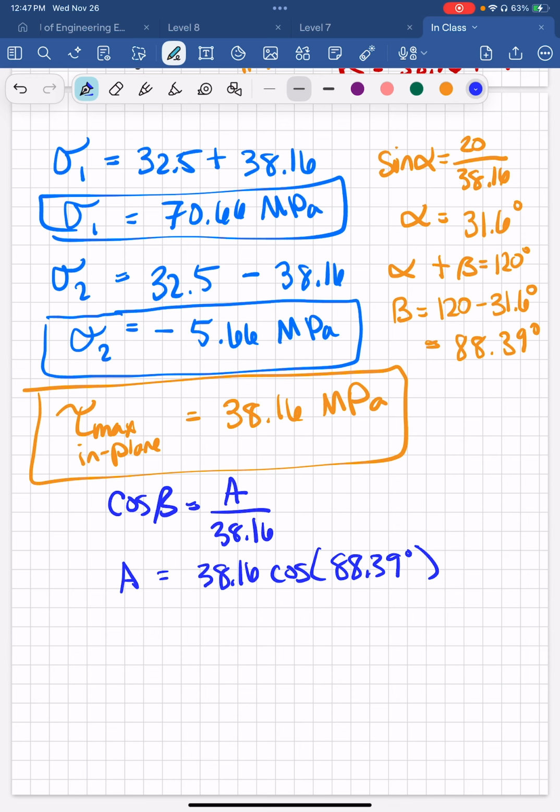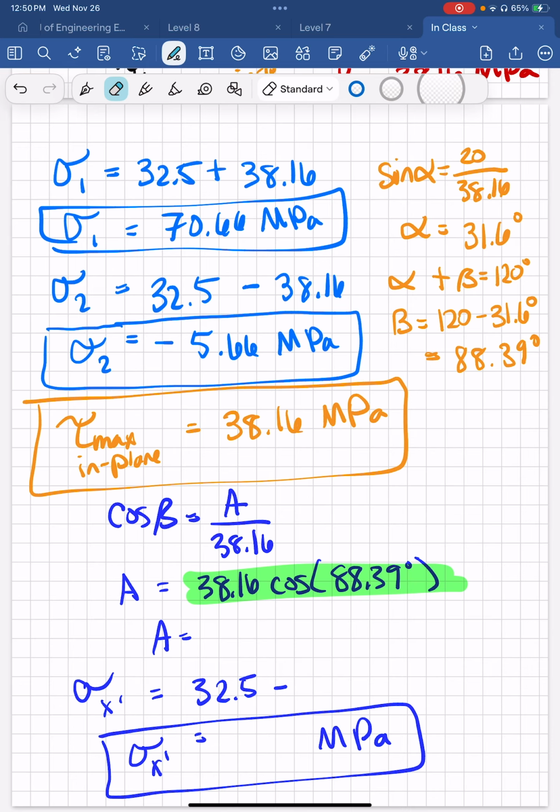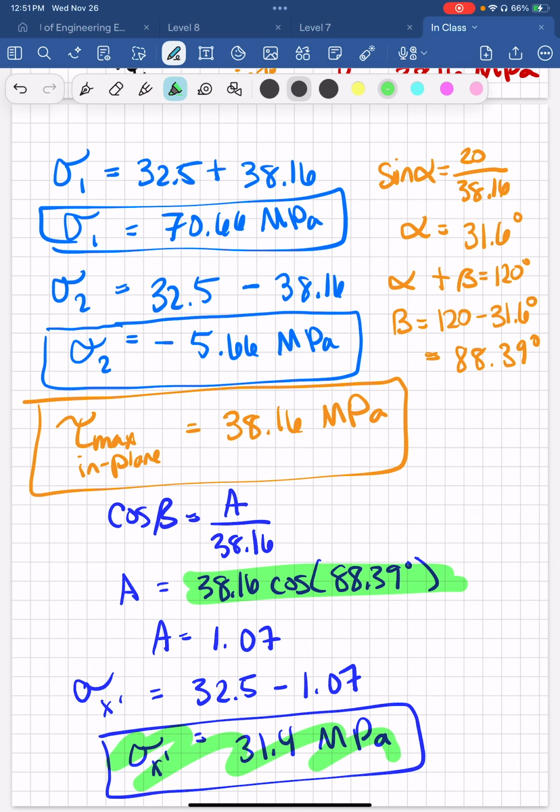So let's calculate that out. Cosine of 88.39 gives you 1.07. And so that would be 32.5 minus 1.07. And that ends up giving us 31.4. So sorry about that, but that's what you get when you actually put the right numbers in your calculator. And that's it. Thanks.